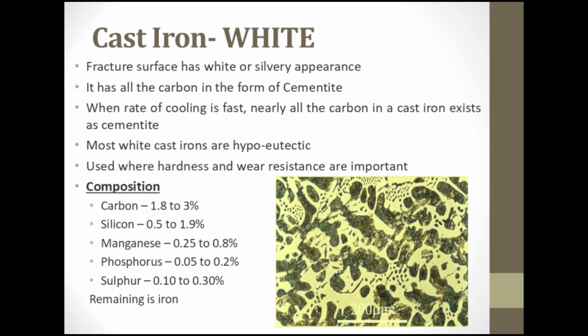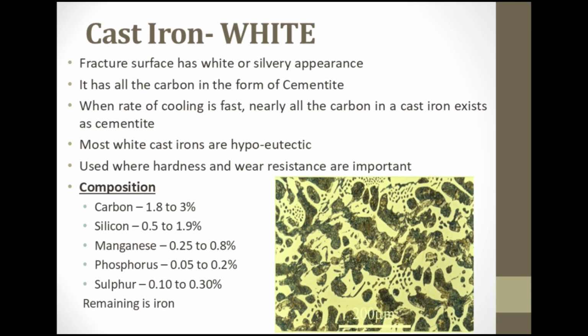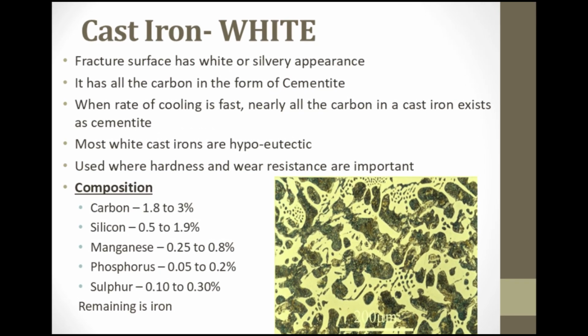Cast iron white. Fracture surface has a white or silvery appearance. It has all the carbon in the form of cementite. When the rate of cooling is fast, nearly all the carbon in a cast iron exists as cementite. Most white cast irons are hypoeutectic. Used where hardness and wear resistance are important.